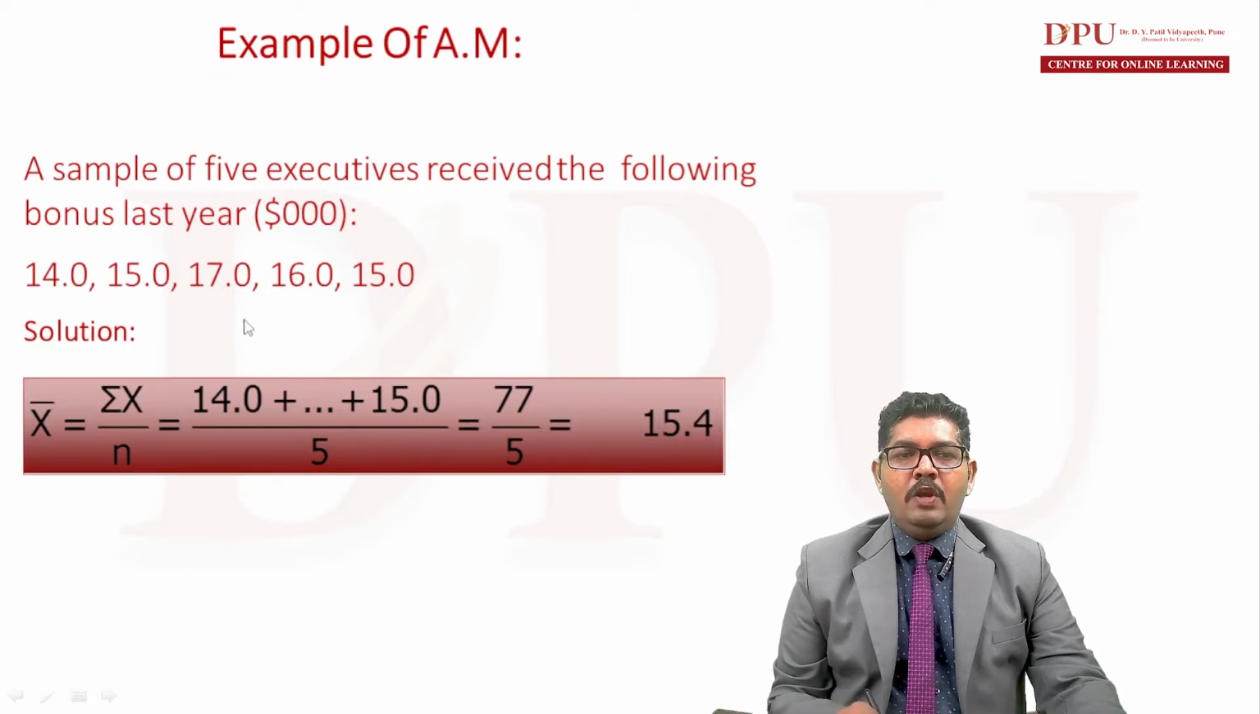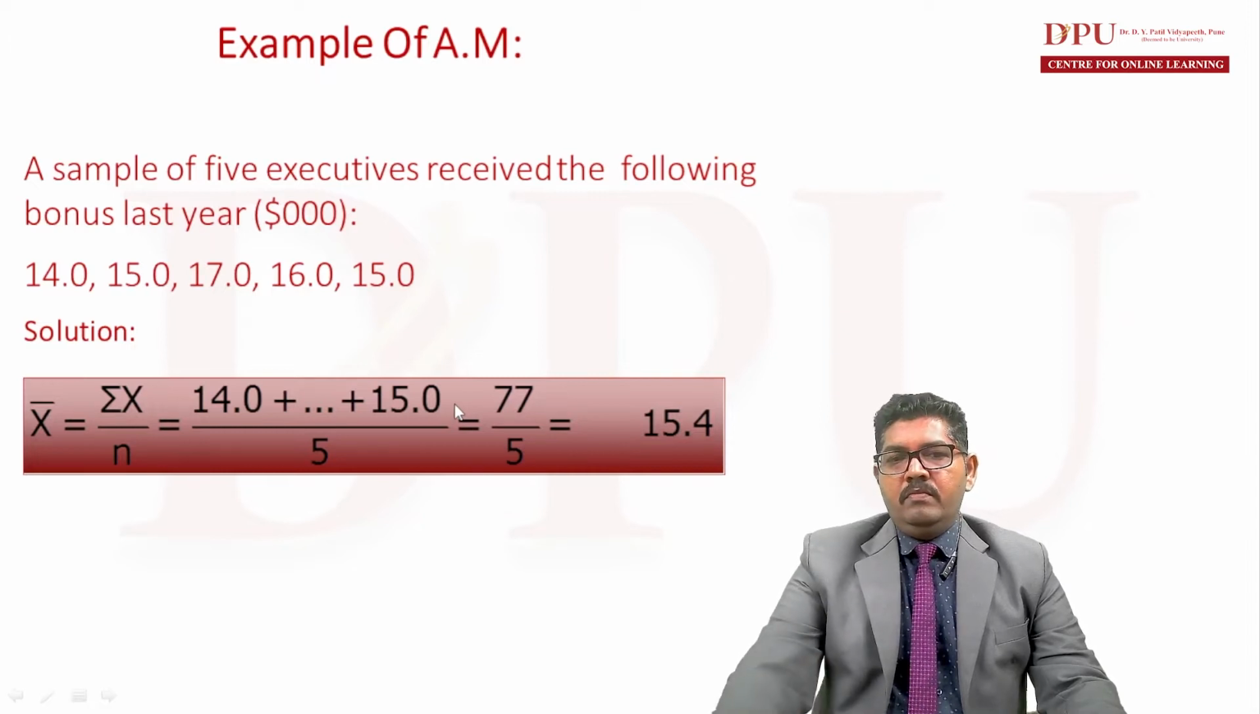Now the addition of all these: 14 plus 15 is 29, 29 plus 17 is 46, 46 plus 16 is 62, and 62 plus 15 is 77. So 77 is the sum of all these 5 values, divided by the number of values, 5. This is equal to 15.4. So this is how we calculate the arithmetic mean for ungrouped data.